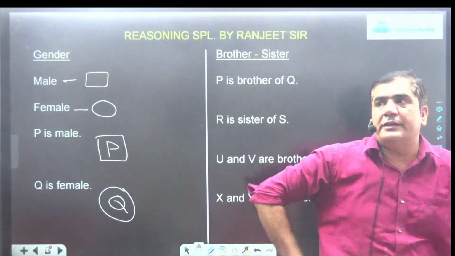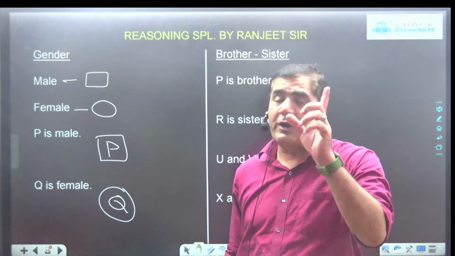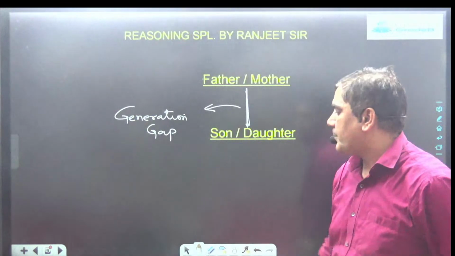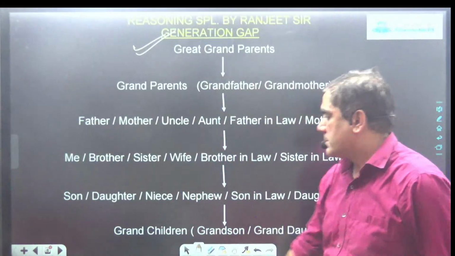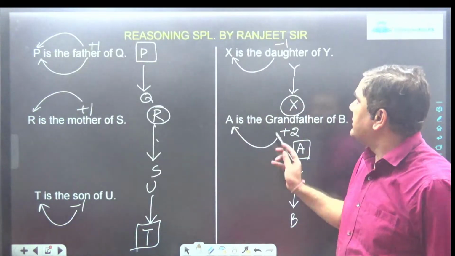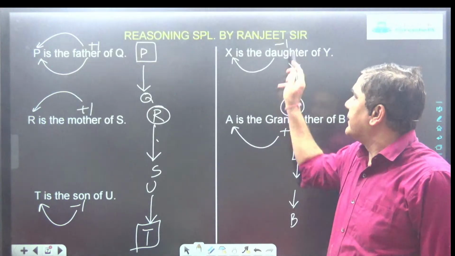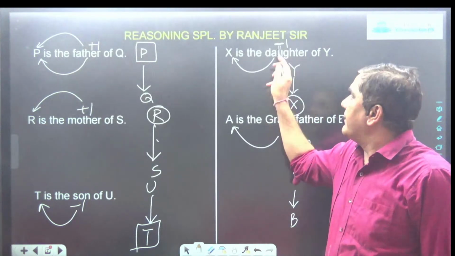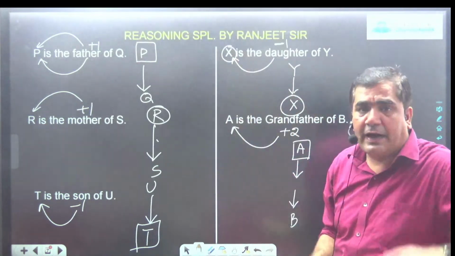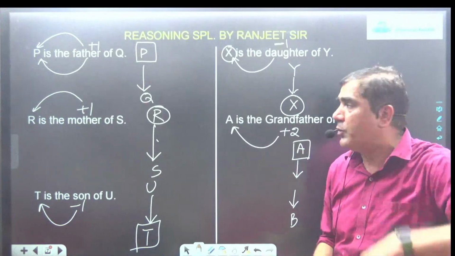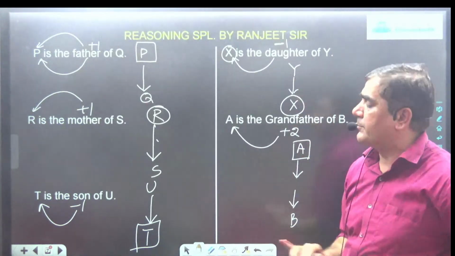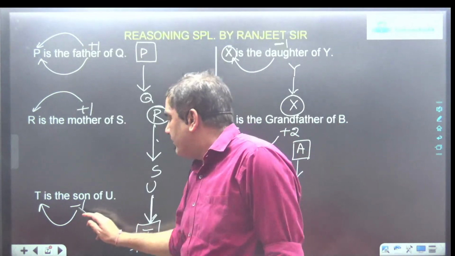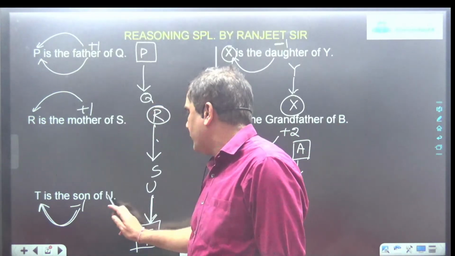The concept of minus 1: 1 stands for a gap of one generation, one arrow is going to come, and minus means this person will be below. Minus means after my generation, so below. So X will be below, Y will be at the top. Same is over here. Minus 1 means a gap of one generation. Minus is T, so T will be below, U will be at the top.